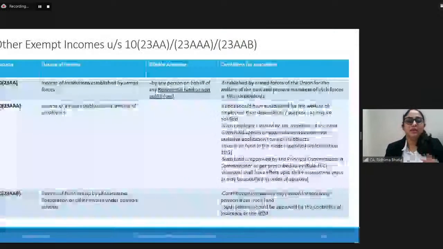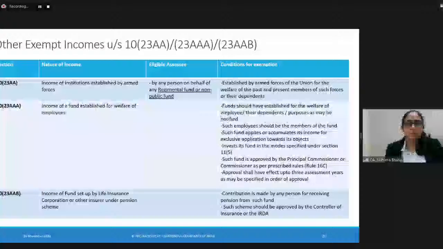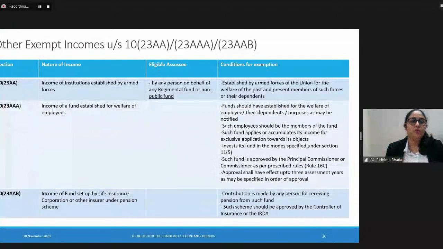Next, again, exempt incomes are very simple. I'll give you examples of institutions. Section 10 clause 23AA is the next such exemption. These exemptions coming up ahead are very simple, on the same lines. These are set up for the welfare of a particular group, a society, or particular employees. All of these funds get exemptions, or any authority, board or committee which is set up and receiving income. The contributions which they receive are their income. All of them get exempt.